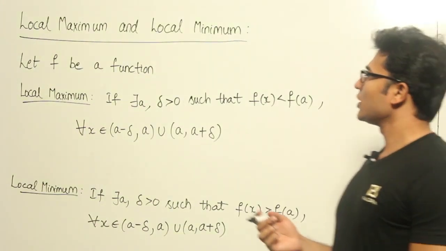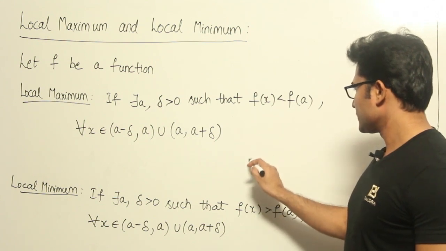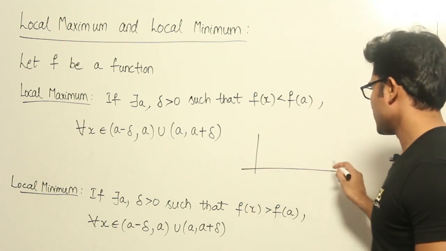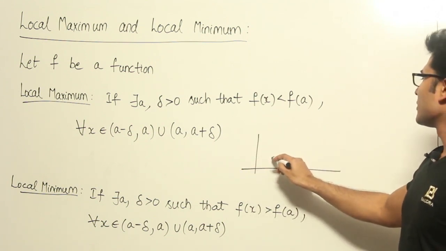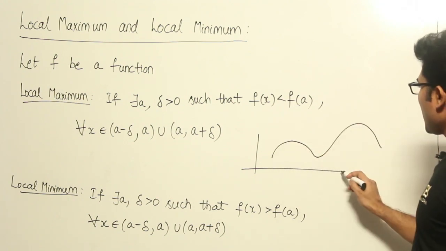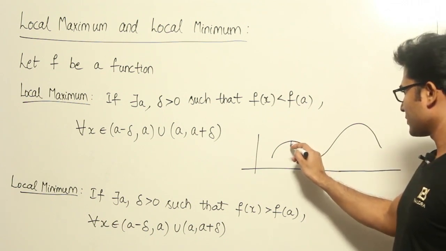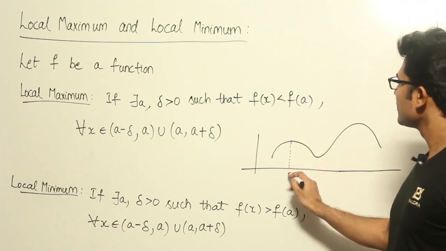Now let's see the topic of local maximum and local minimum. So if you have a function like this, let us say there is f of x which is defined like this, right? And now if you observe it at this point, let's call it as a.